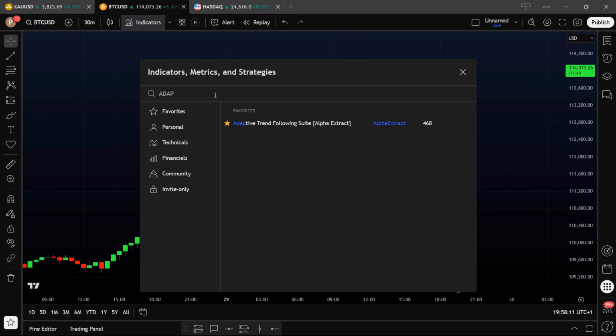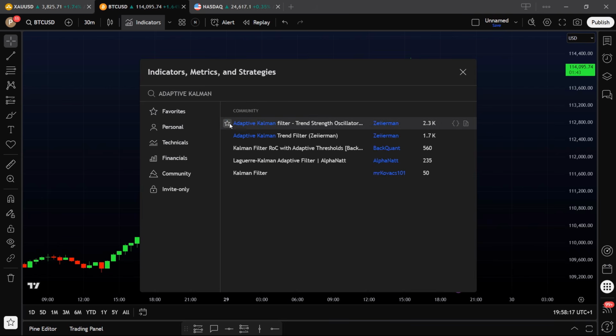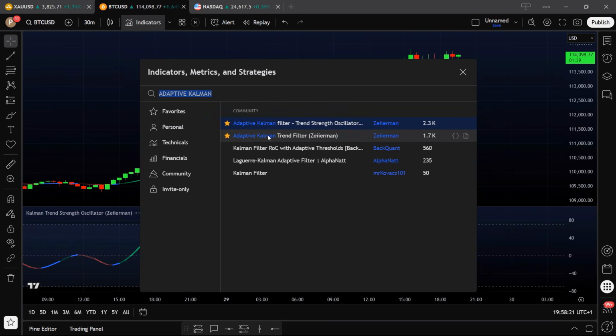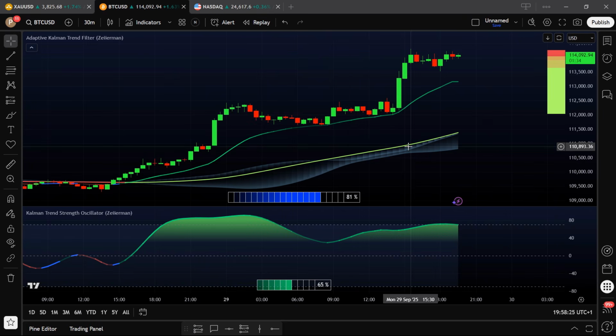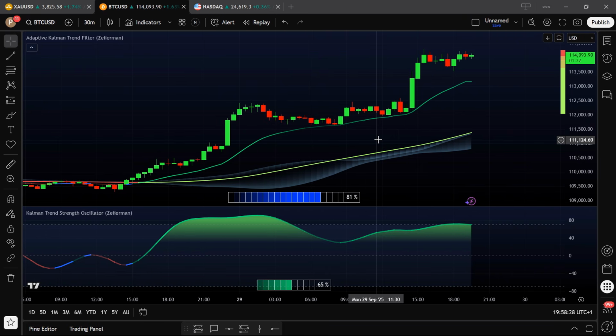First, the setup. Go to TradingView. Search for Adaptive Kalman. Add these two indicators, both created by Zerman: Adaptive Kalman Filter and Adaptive Kalman Trend Filter. Now, apply these settings for a clean chart.